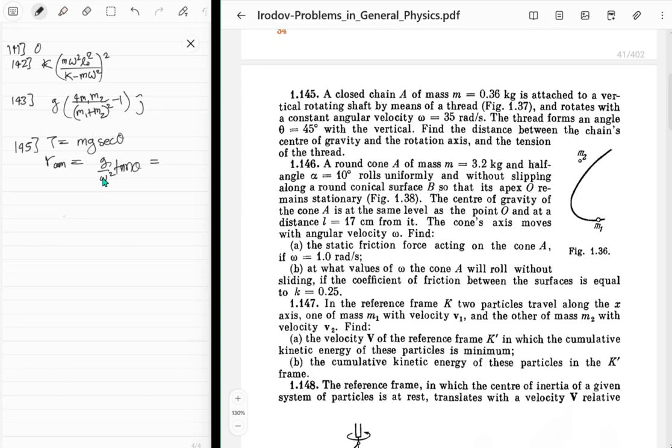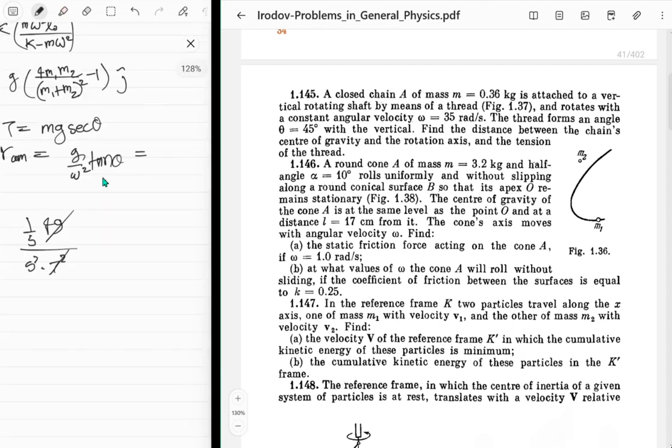9.8 is like 1/5 of 49, and 35 squared will just be 5 squared times 7 squared. That's why this cancels, and you just get 1 upon 125, which is like 8 upon 1,000. So it's just 8 times 10 to the power negative 3 meters.